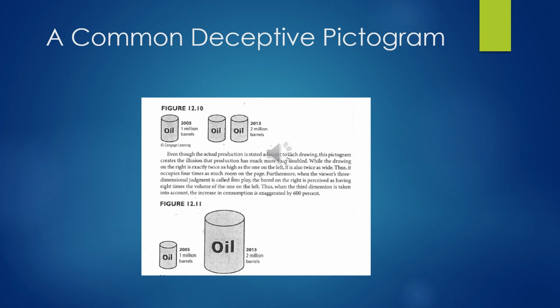The pictorial representation at the bottom would be a distorted picture of a doubling of oil production. Yes, the oil canister on the right is twice as tall, but it's also 600% larger in volume. So it's actually much more than twice as much. And so it gives a distorted picture of what's actually occurring.